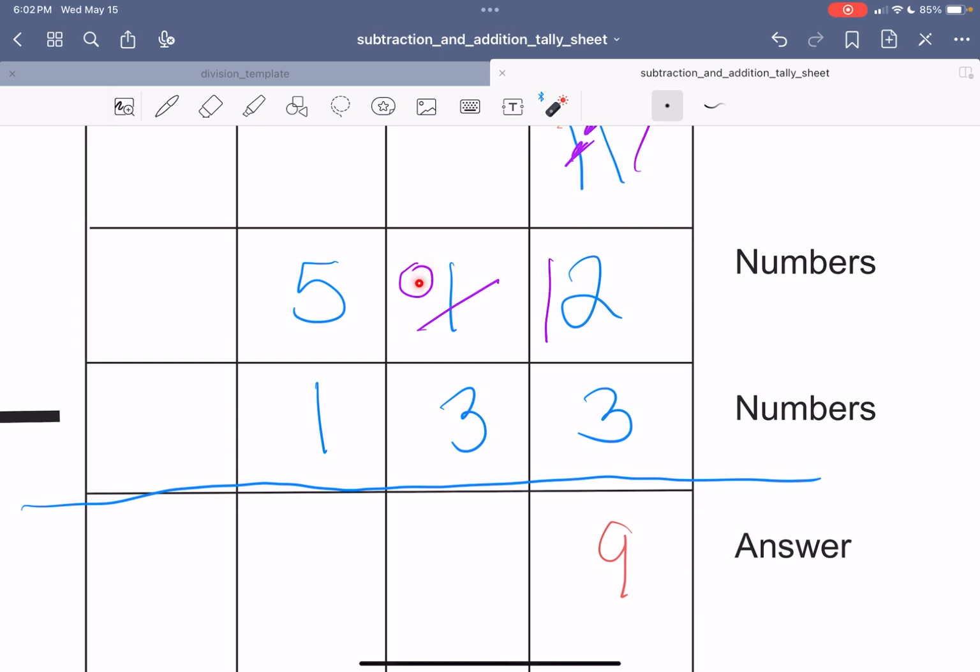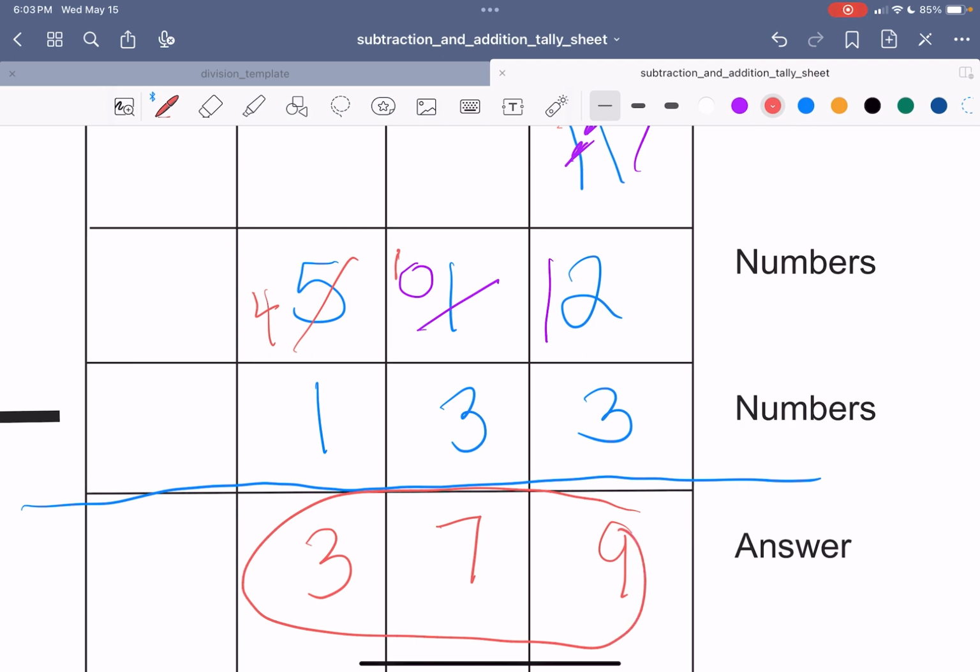Now I go to the next column. 0 minus 3. I can't do 0 minus 3. So I'm going to go next door. I'm going to borrow 1 from the 5, and the 5 is going to become a 4. And the 1 I borrowed from the 5, I'm going to give it to the 0. So now the new number is 10. So 10 minus 3 is 7. And 4 minus 1 is 3. So our final answer is 379.